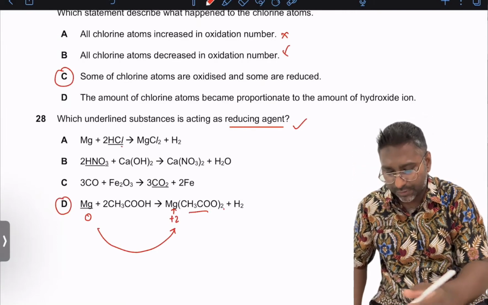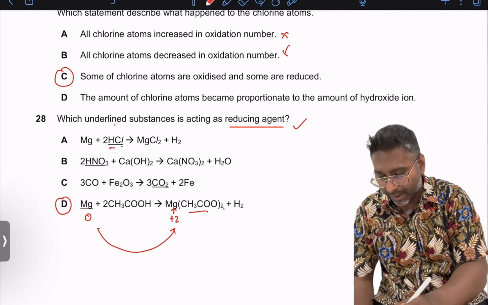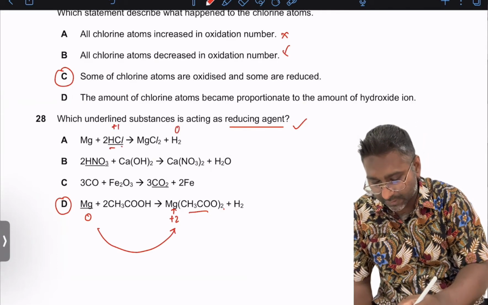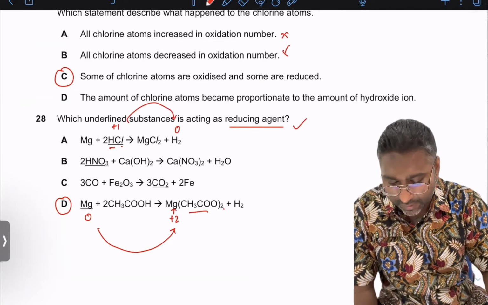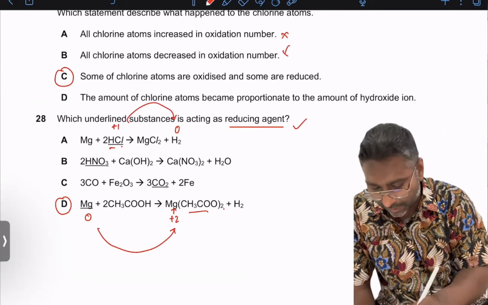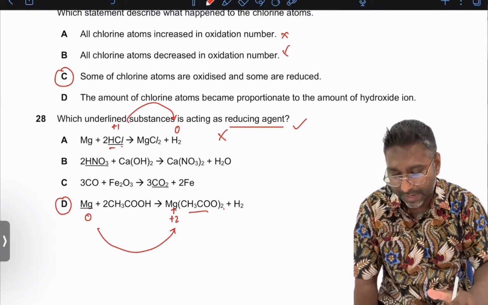Maybe I'll just show you this one. For hydrogen it is plus 1. Hydrogen over here is 0. So you see they are going to be, in this case, reduced. So A cannot be the answer, and so on. You can eliminate them.